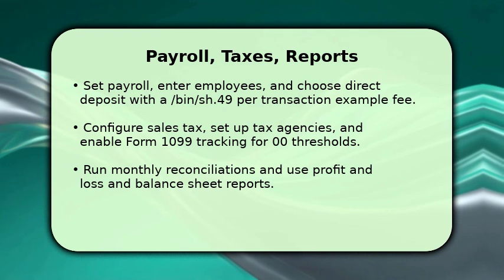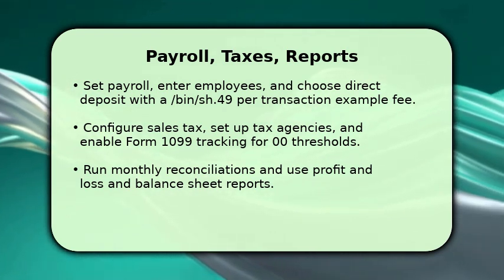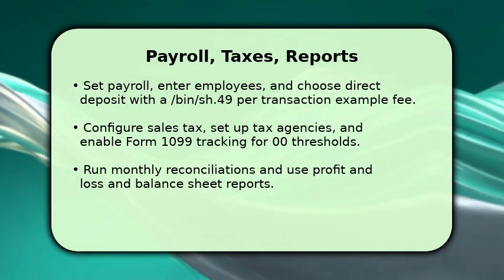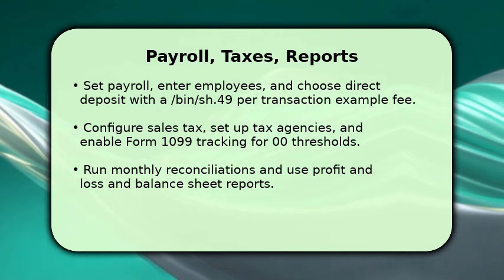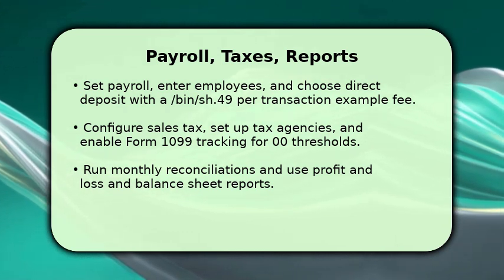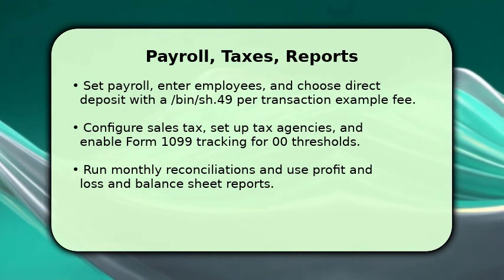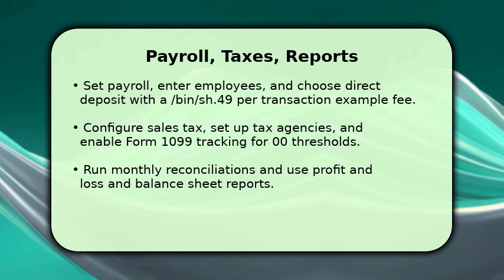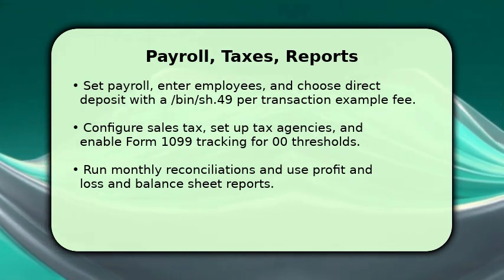Configure sales tax, set up tax agencies, and enable Form 1099 tracking for $600 thresholds so vendors receive proper year-end forms. Automate recurring bills and merchant payments to reduce manual entries. Run monthly reconciliations and use profit and loss and balance sheet reports to review margins, track cash, and prepare quarterly estimated tax payments based on reported net income.